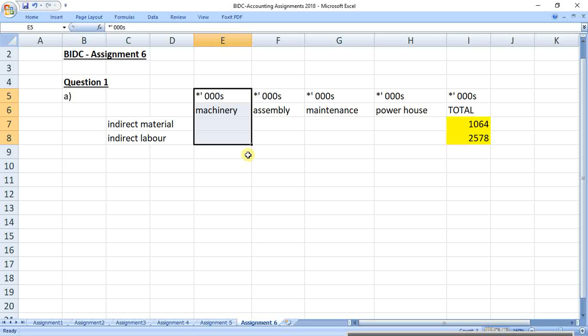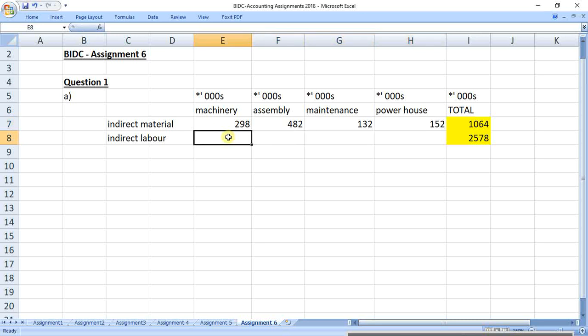And here I've got all 4 departments. So we need to double check. Where's your calculator? Can I quickly do a working? We need to add up. Let me show the costs that they've given you in the actual information. They've given you machinery 298, they've given you 482 here, 132 there, and powerhouse 152.